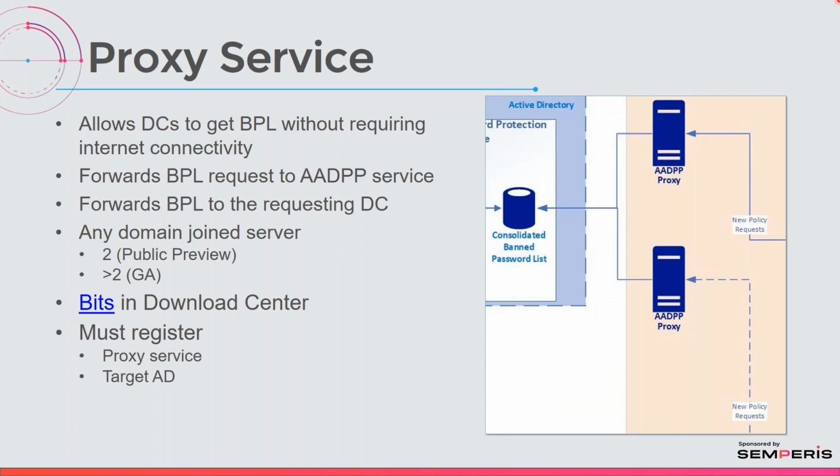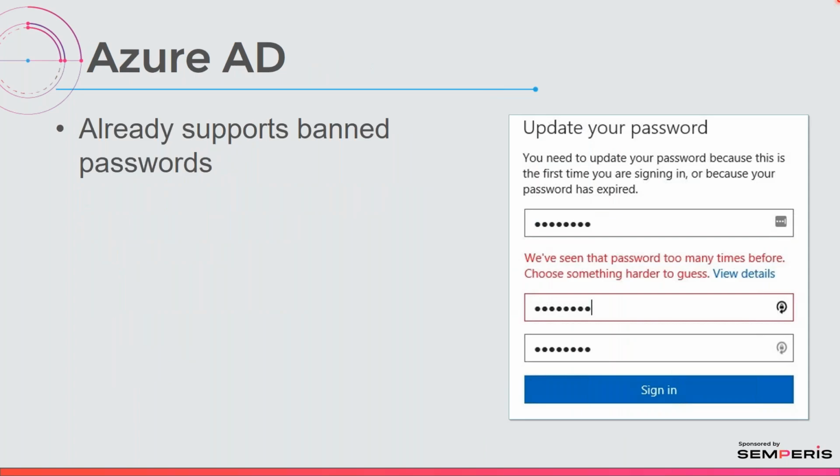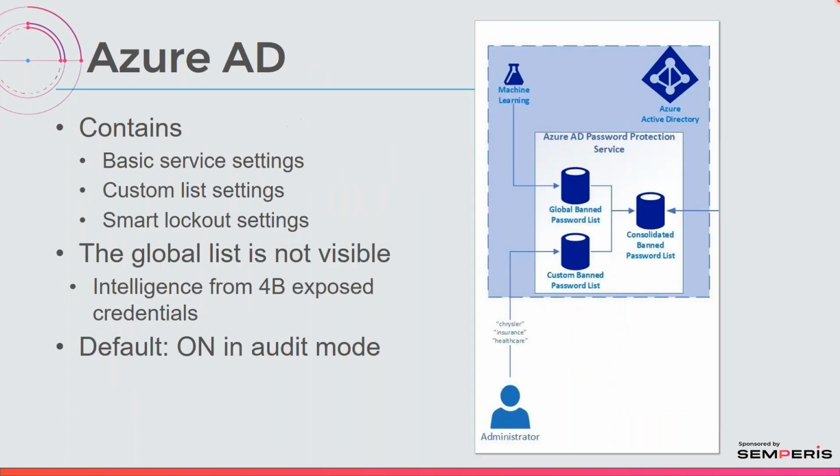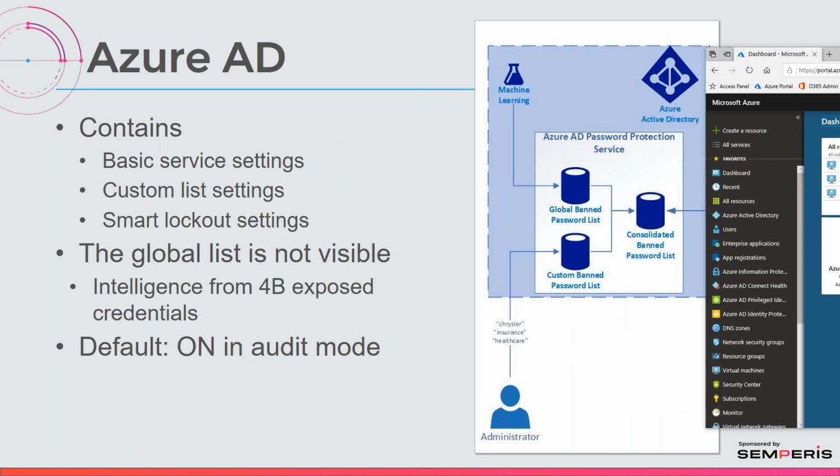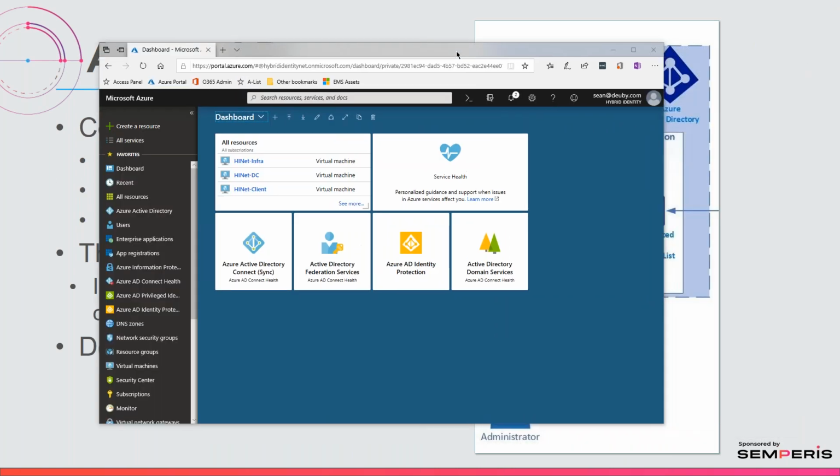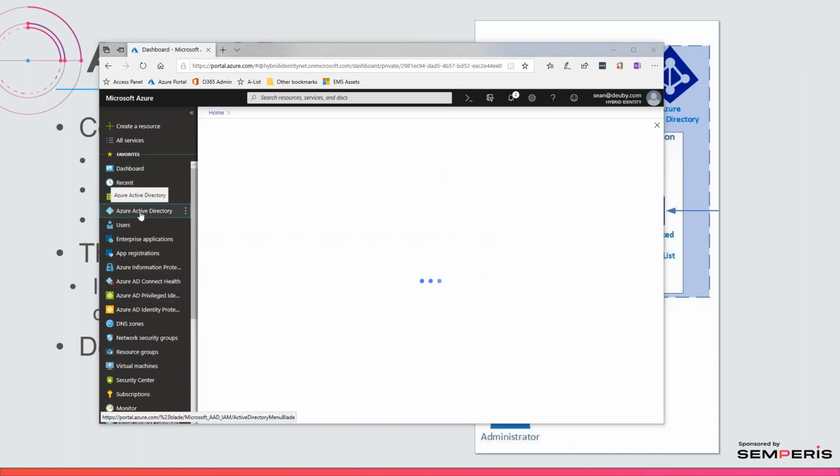So, oh, and let me go back. So here we're on this. Let me show you what this looks like. So this is my lab. This is hybrididentity.net. And let's go into Azure Active Directory.